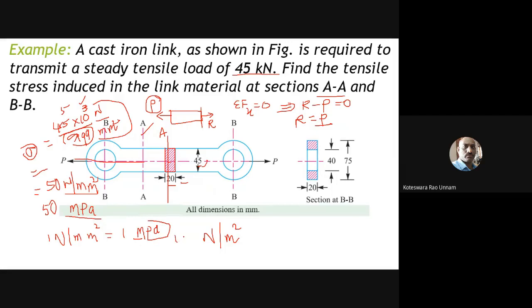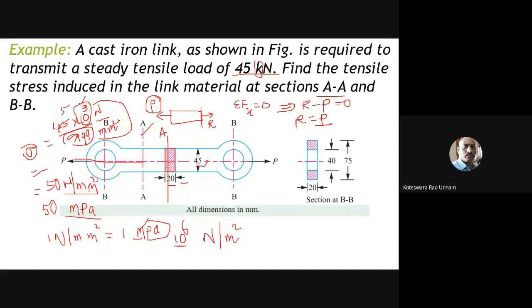Megapascal means 10 power 6. Mega means 10 power 6, giga means 10 power 9, kilo means 10 power 3. That's what we are taking here. Whenever kilo is there, as in kilonewton, you need to take the multiplication factor as 10 power 3. Whenever mega is there, take 10 power 6. Whenever giga is there, that is 10 power 9.